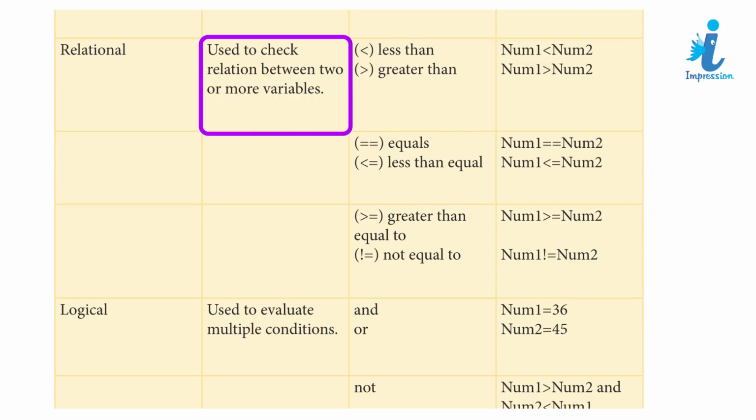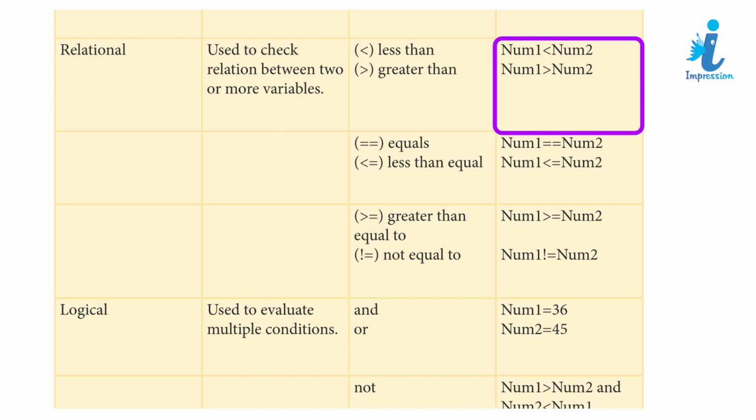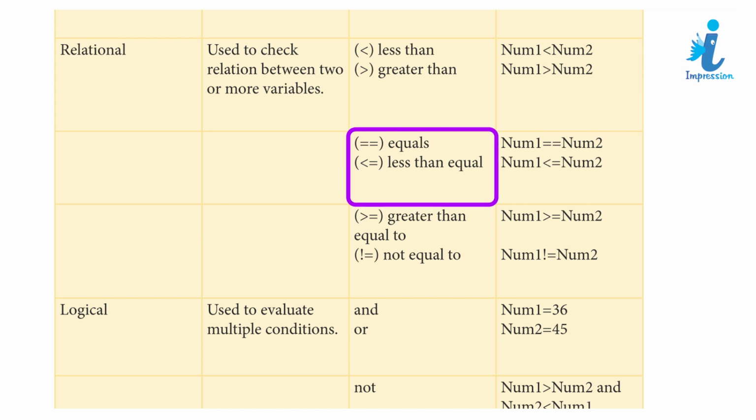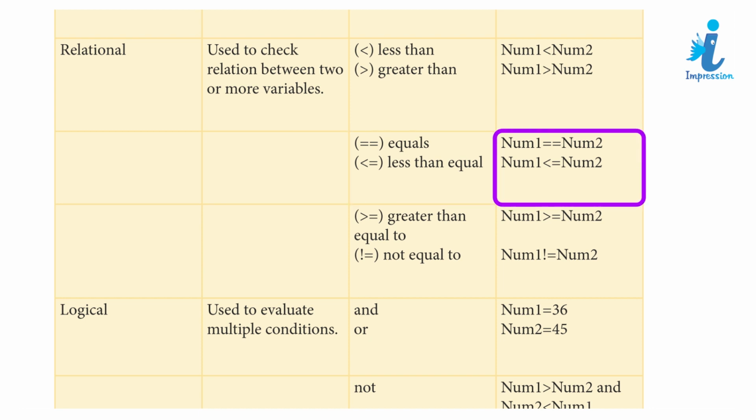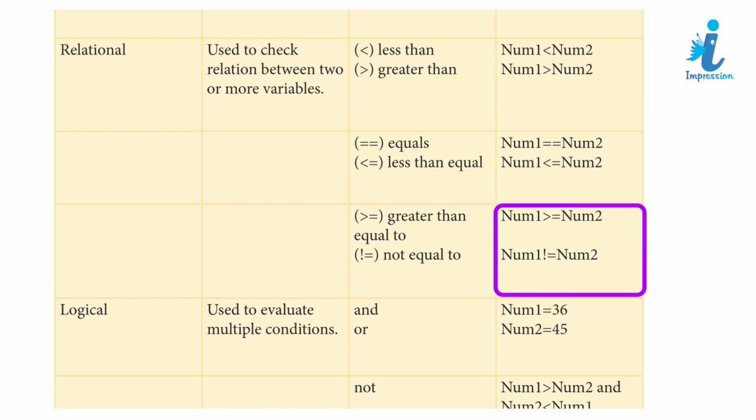Relational. Used to check relation between two or more variables. Less than, greater than. Number 1 less than number 2. Number 1 greater than number 2. Equals, less than equal. Number 1 equals number 2. Number 1 less than equal to number 2. Greater than equal to, not equal to. Number 1 is greater than equal to number 2. Number 1 not equal to number 2.